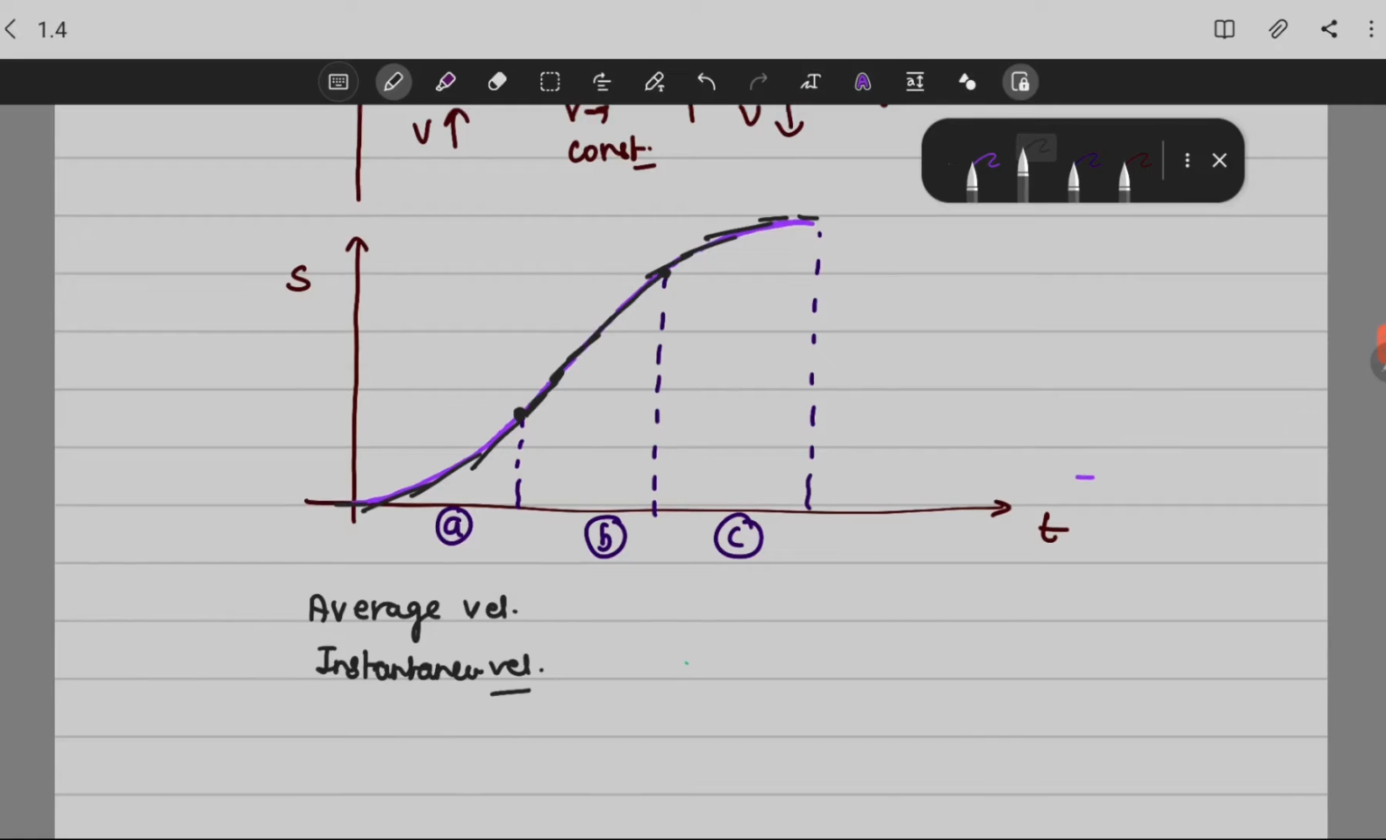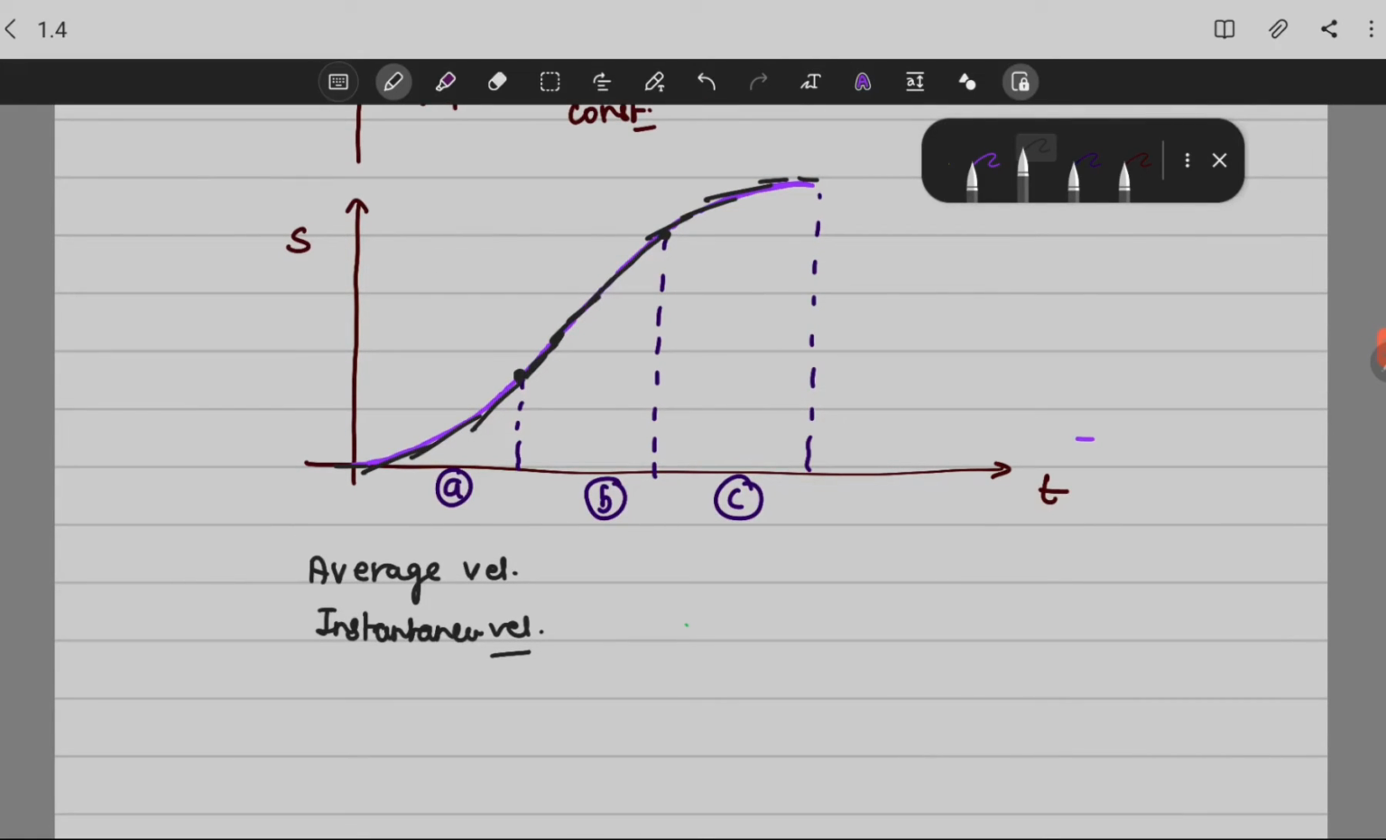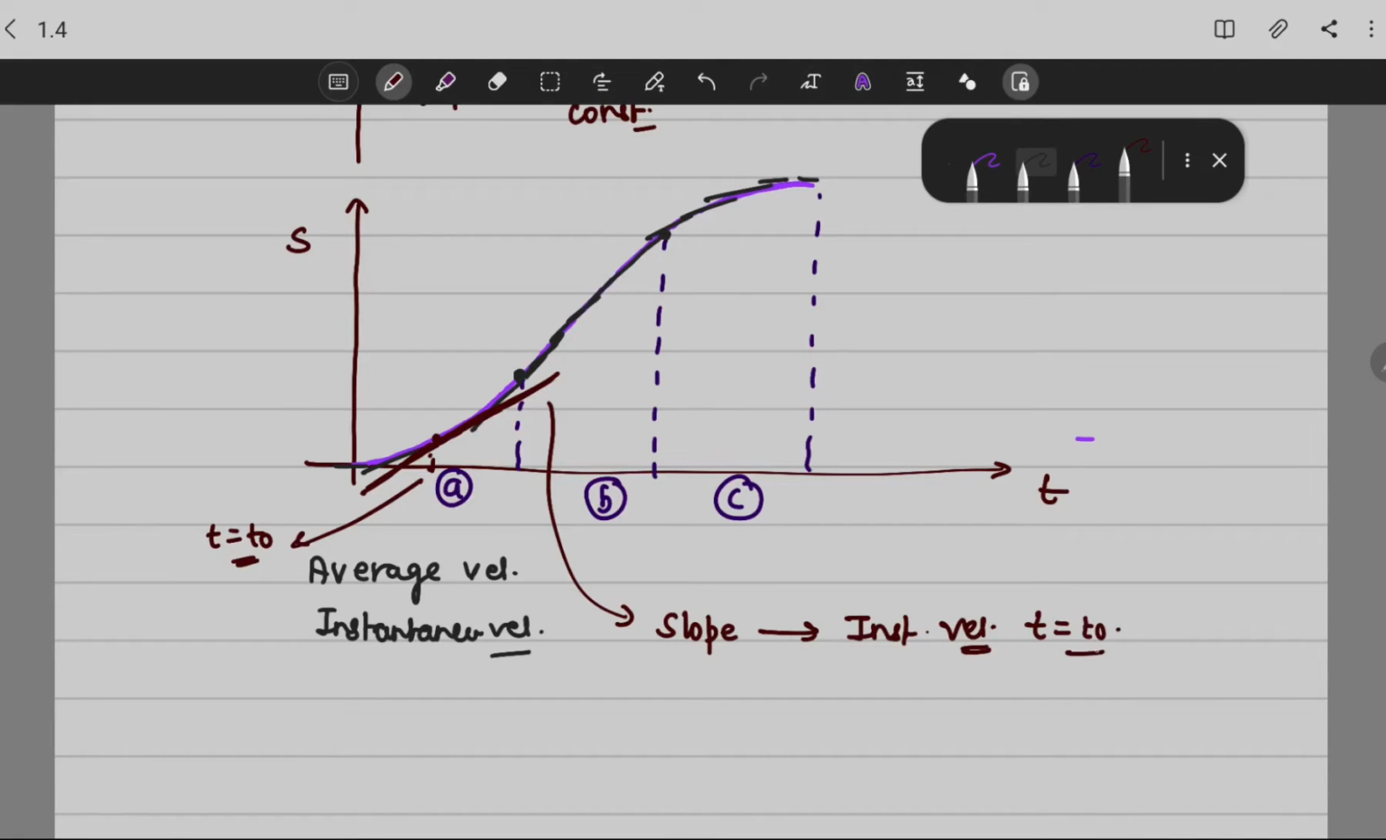All right, so if we talk about the instantaneous velocity, that means we want to know what is the velocity at the particular time instant. So let us say t is equal to t naught. What is the slope of this particular graph? If we are able to find the slope of this particular line, then we can say this is the instantaneous velocity at the time t equal to t naught. Now we are not interested in finding the instantaneous velocity at that particular time instant.